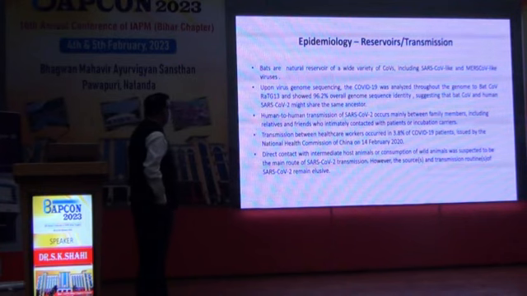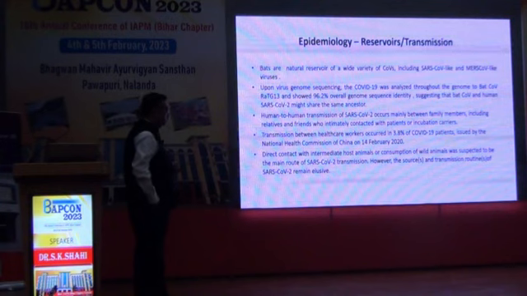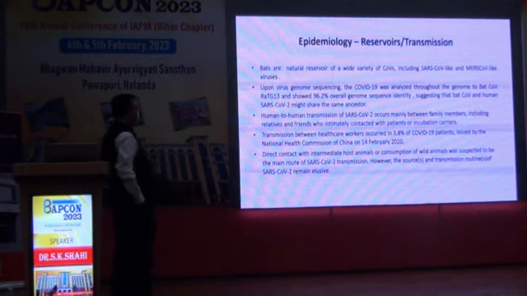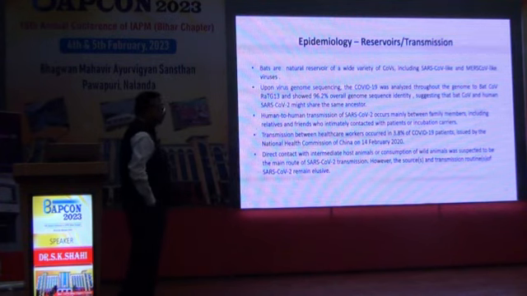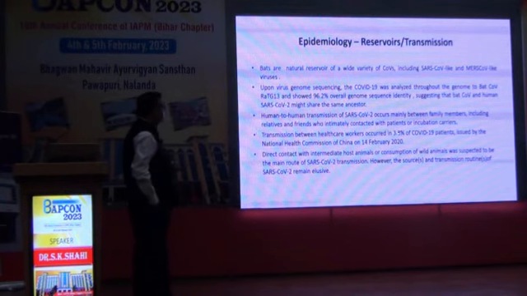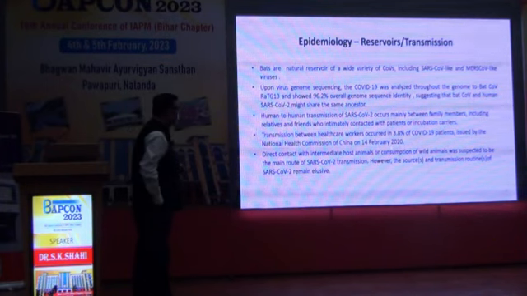Human-to-human transmission occurs mainly between family members, as we all know, including relatives and friends in intimate contact with the patient during the incubation period. Transmission among health workers occurred in 3.8% of COVID-19 patients, as issued by the National Health Commission of China on 14 February 2020.